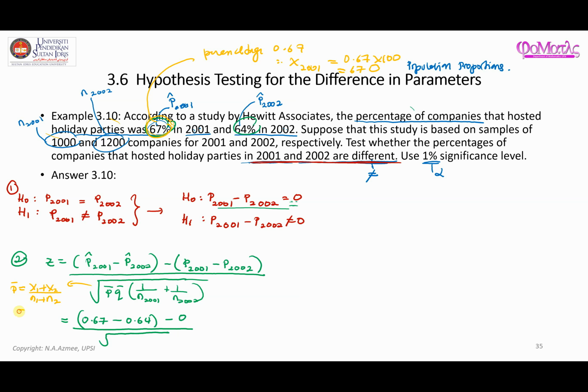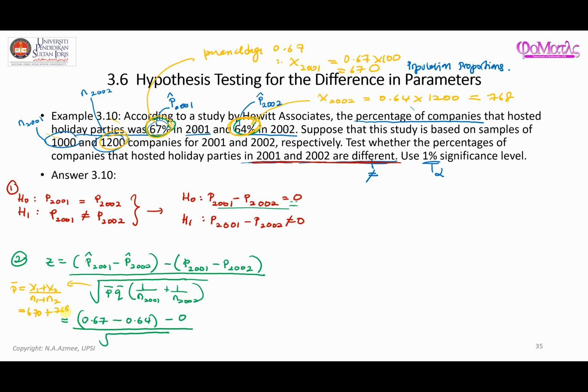Okay, so this one is 670 plus x2 here represents the number of companies that hosted holiday parties in 2002. So this is the percentage of the companies in 2002. Therefore, x for 2002 is going to be 0.64 times 1200, and the answer here is 768. So this is the number of companies that hosted holiday parties in 2002.